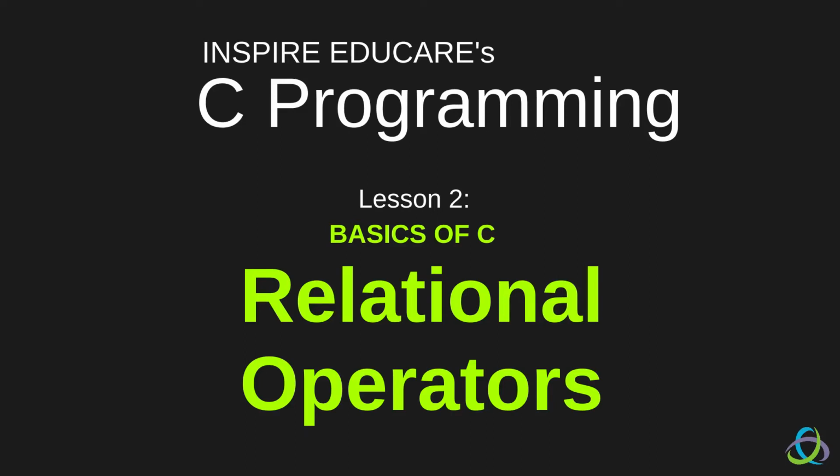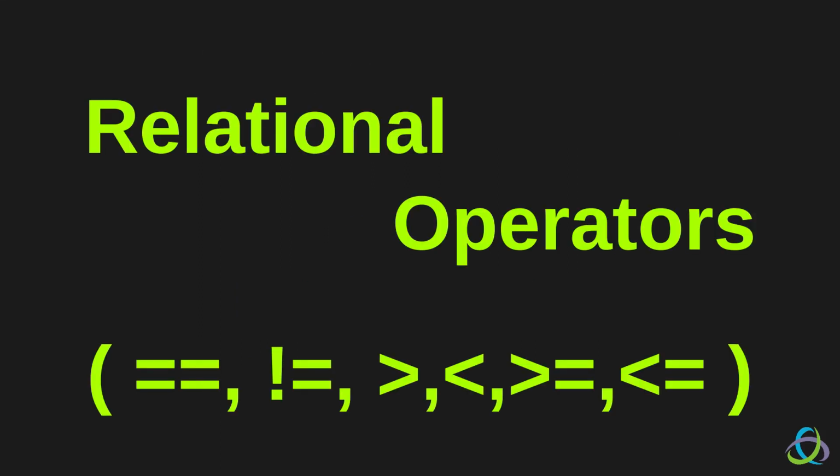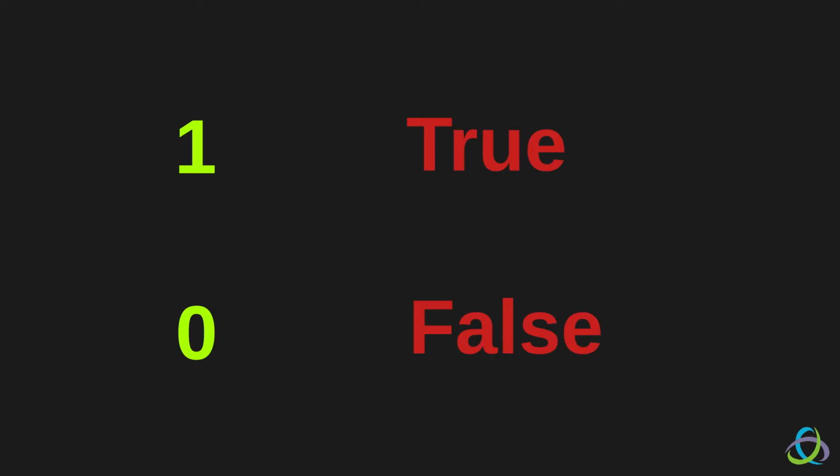In the last video, we learnt about arithmetical operators, and in this video, we will see how relational operators work. Relational operators are used to check the relation between two variables, like whether they are similar or not similar, etc. They return a value of either 1 or 0, 1 being true and 0 being false. Let's go through each of these operators one by one.